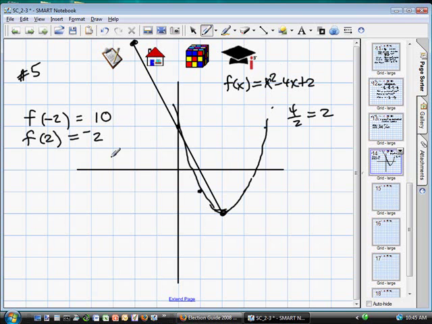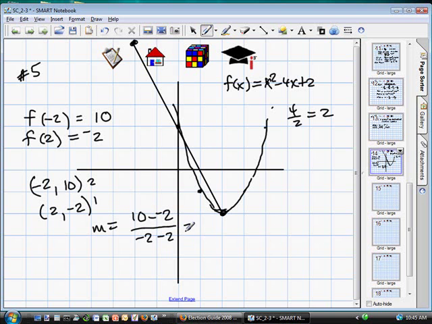Right? Okay. So what are my 2 points? Negative 2, 10, and 2 comma negative 2. What's the slope? y2 minus y1 over x2 minus x1. So what's the average rate of change over the interval from negative 2 to positive 2? Negative 3. Just a slope. Okay, let's go on to the next part. 9 and 10. Use a graphing.